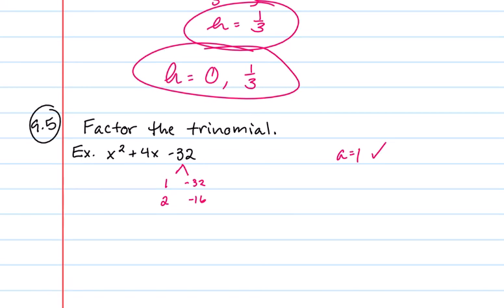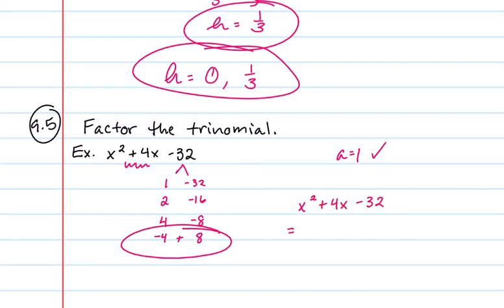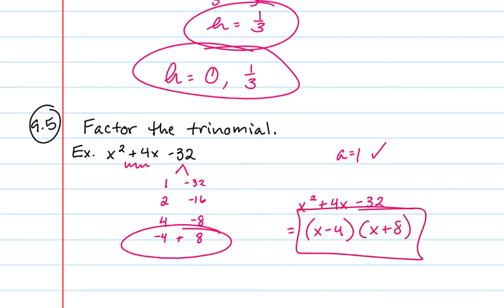How about 4 times negative 8, or, negative 4 times 8, switching it up. All right, well, negative 4 times 8 does give you that negative 32. Well, negative 4 plus 8 gives you that positive 4 for your B. All right, that is what we want. So what that means for us, x squared plus 4x minus 32 is equal to x minus 4 times x plus 8. And that is how you factor when a equals 1.